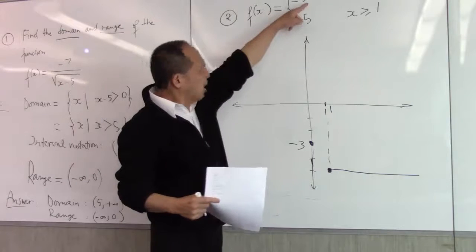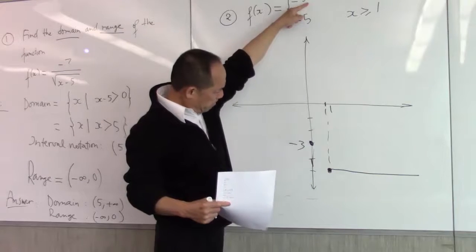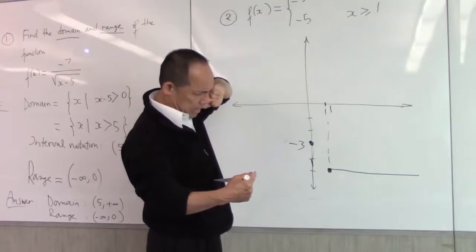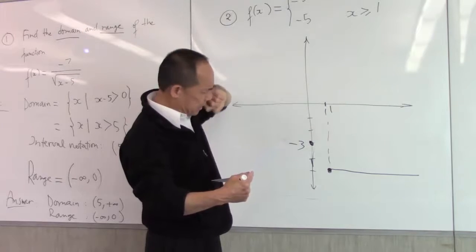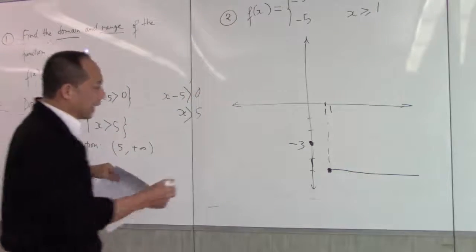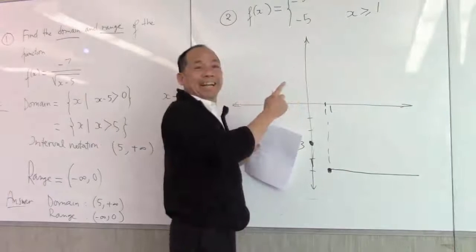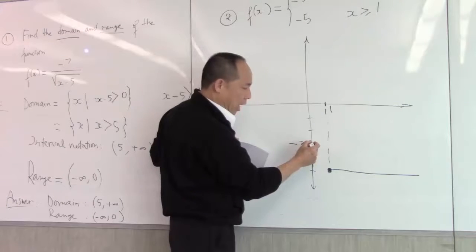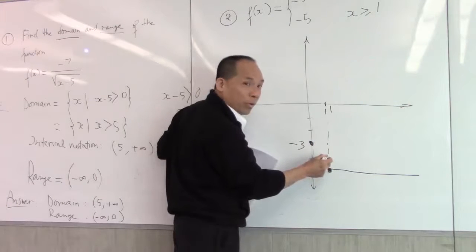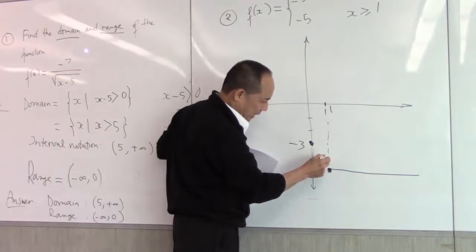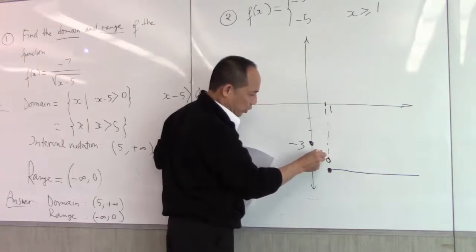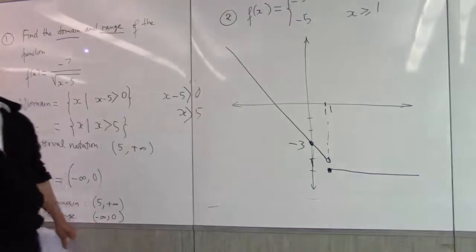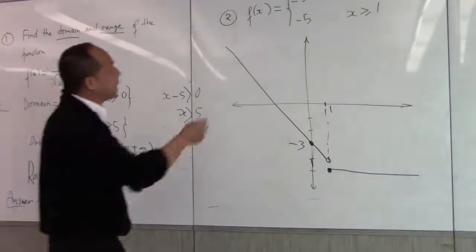And the number 3, what happened to this? And the slope is negative 1. Can you see that? The slope is negative 1. So that means run 1, go down 1. So you have 2 points.